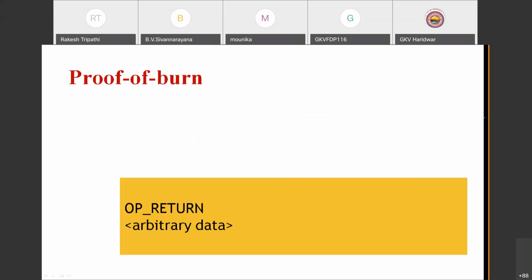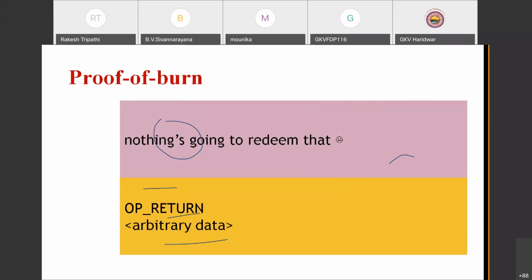Okay. So there is a notion of proof of burn. There is an option that you can write something permanently onto a blockchain. But whatever money you have spent in input will be lost. You won't be getting that. What you have to do is call OP_RETURN. Whatever arbitrary data you write there will be permanently written to the blockchain. Nothing will be redeemed in output because the output will be returned from here. So nobody will be the beneficiary here.